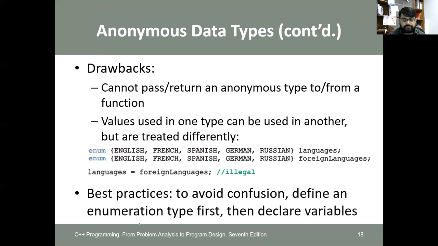However, the best programming practice is to always define an enumeration type first and then declare variables later on, so that it looks very much like a normal simple data type, and the variable declaration looks exactly the same as that of a simple data type.